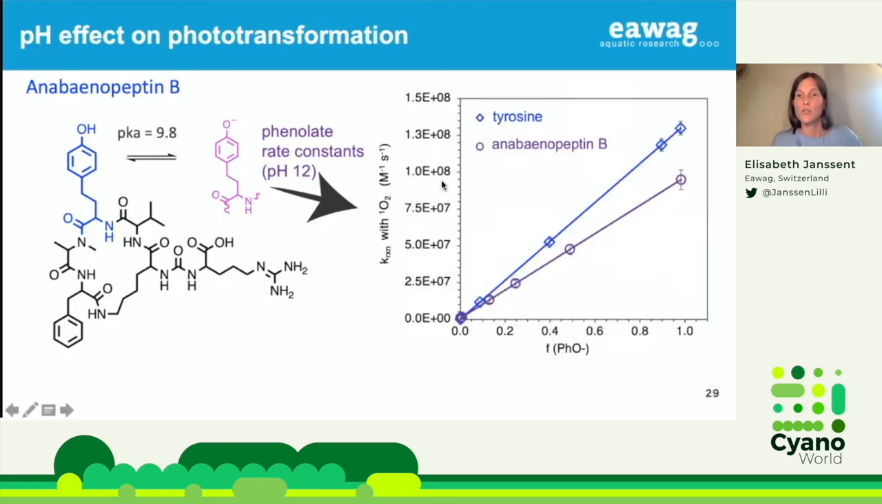What I want to show you instead is this small addition: all the 18 cyanopeptides that contain tyrosine or tyrosine-like moiety, similar to this anabenapeptin. I think we had 18. They all show the same pH effect. And it also is very comparable if you compare this to how freely dissolved tyrosine as an amino acid reacts. So here you see the bimolecular reaction rate constants over the speciation of dissolved tyrosine or an example cyanopeptide that contains tyrosine. And you can see that they behave quite similar.